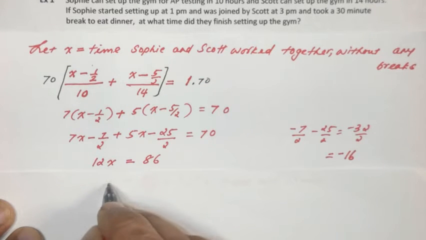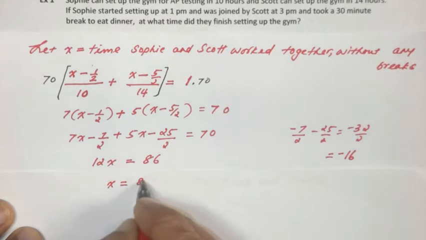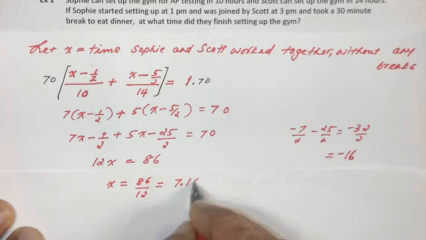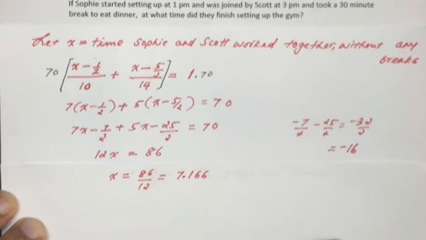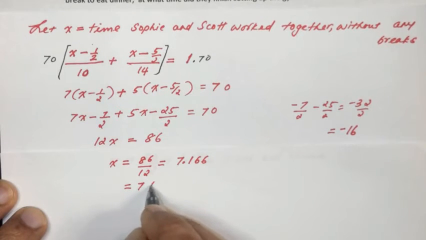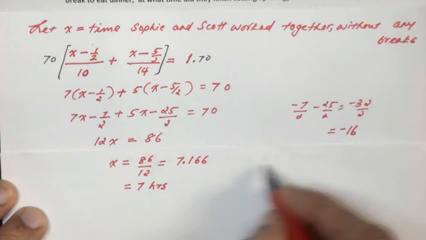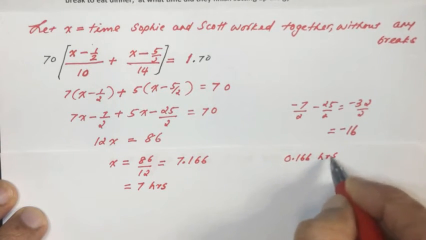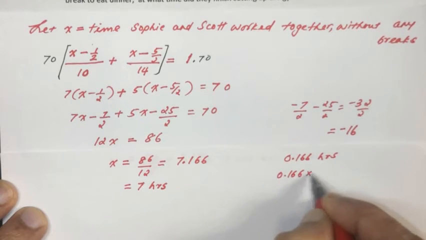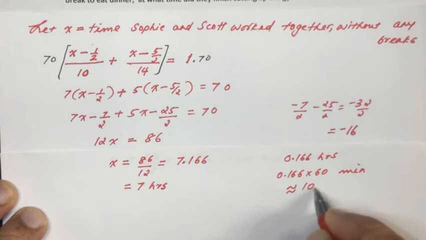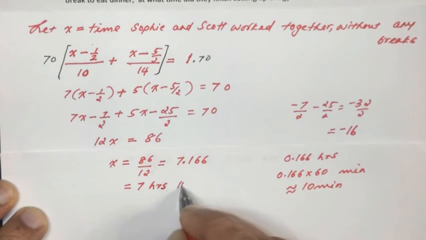So x is equal to 86 over 12, which is 7.166. We can rewrite this as 7 hours and 0.166 hours. 0.166 multiplied by 60 gives the minutes, and it is around 10 minutes. Okay, so 7 hours and 10 minutes.